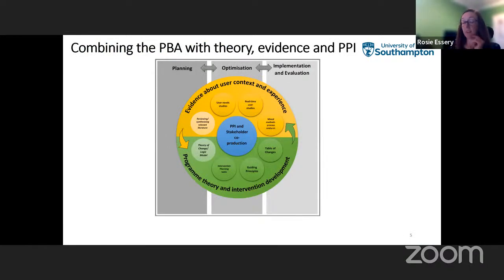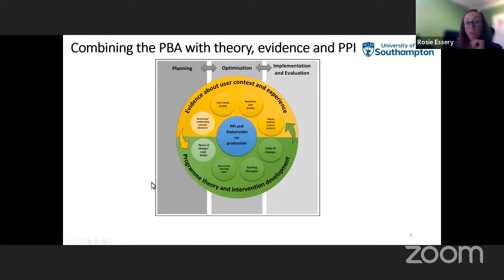So this diagram summarises the various components that can contribute to the person-based approach process, and it really shows how the PPI and stakeholder co-production sits very much at the centre of this process, and it does inform all other aspects of the process.